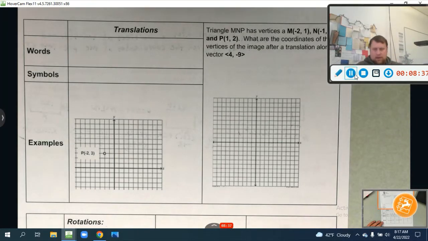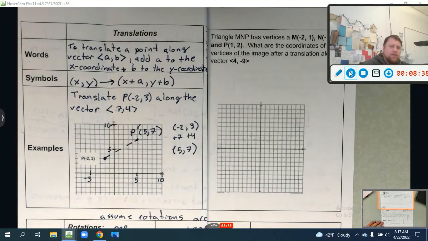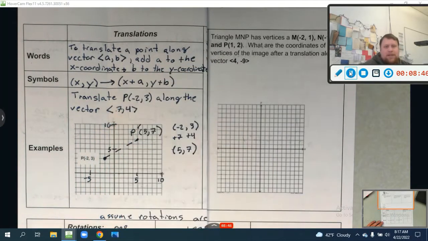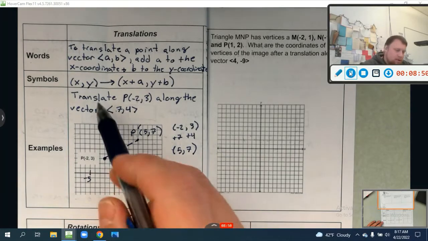Awesome. Now you can see the translations there. To translate a point along a vector AB, so that's the new kind of parentheses that stands for vector, add A to the x-coordinate and B to the y-coordinate. So in other words, your (x, y) becomes (x + A, y + B).